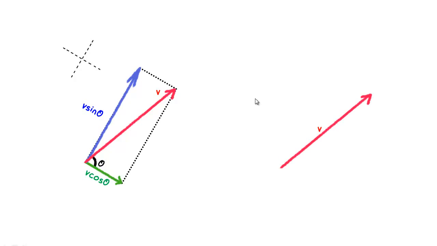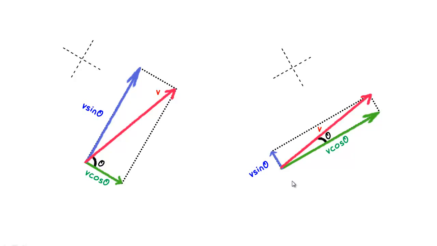Let's try one more. Say we want to resolve this vector into its two components in this and this directions. So we have to imagine a rectangle with sides in these two directions. So now this forms the hypotenuse of this right-angled triangle. This component is the adjacent side, so it's v cosine theta. This component here is the opposite side, so it's v sine theta.